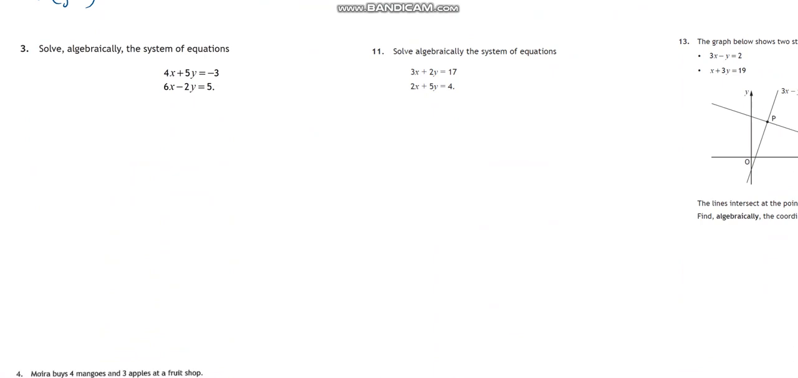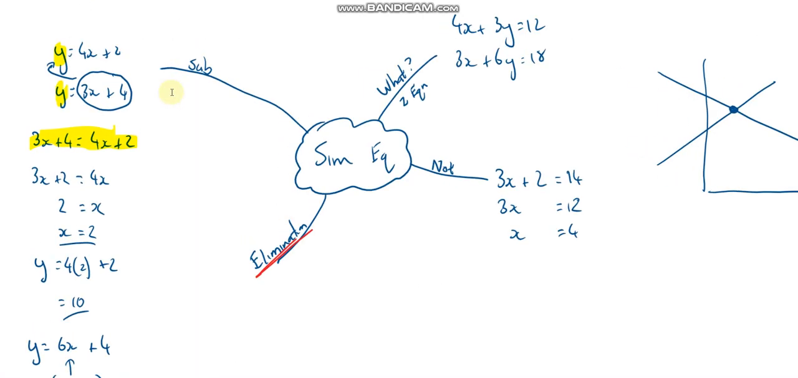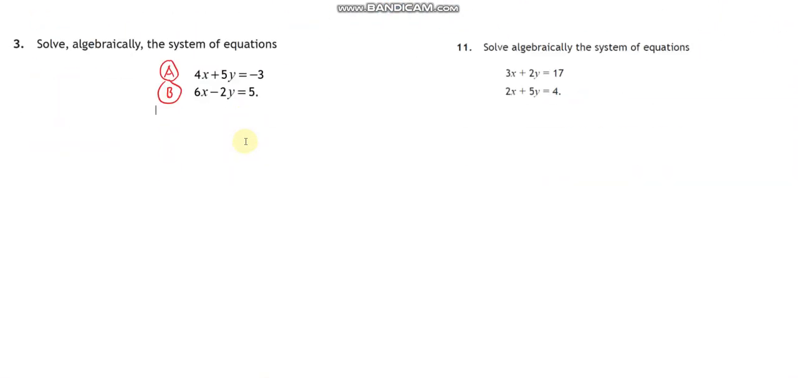So, solve. And the first thing I would do, this is the elimination method, I would say, okay, this is equation A, and this is equation B. Being nice and neat is what's going to get you the marks in this. And what we need to do for the elimination method is to make sure that the x's or the y's are the same in both equations. Because right now I can't really do much with this.